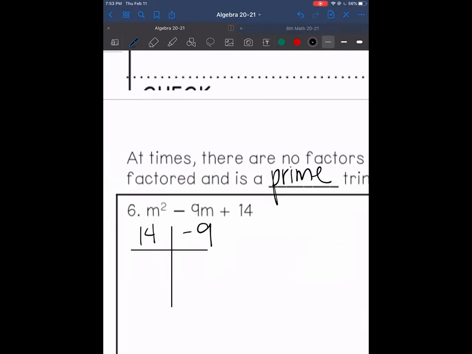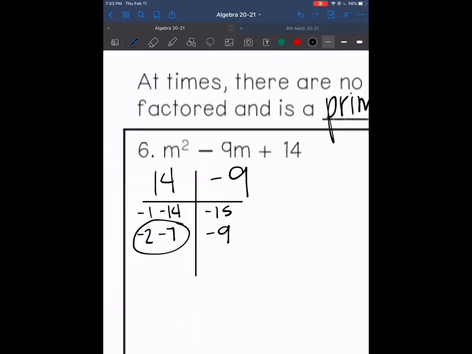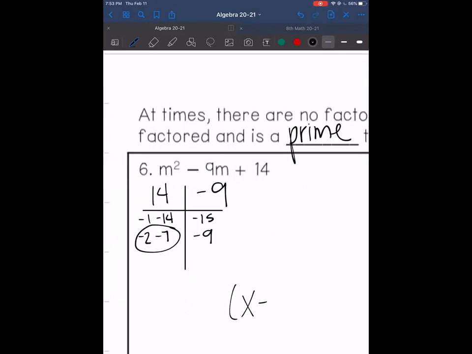So the factors of 14, we have 1 and 14, we have 2 and 7. Now, like I said, we talked about the negative, so those are going to be all negatives. -1 minus 14 is -15. -2 minus 7 is -9. So our factors are those. So that would be x minus 2 and x minus 7 as our factors.